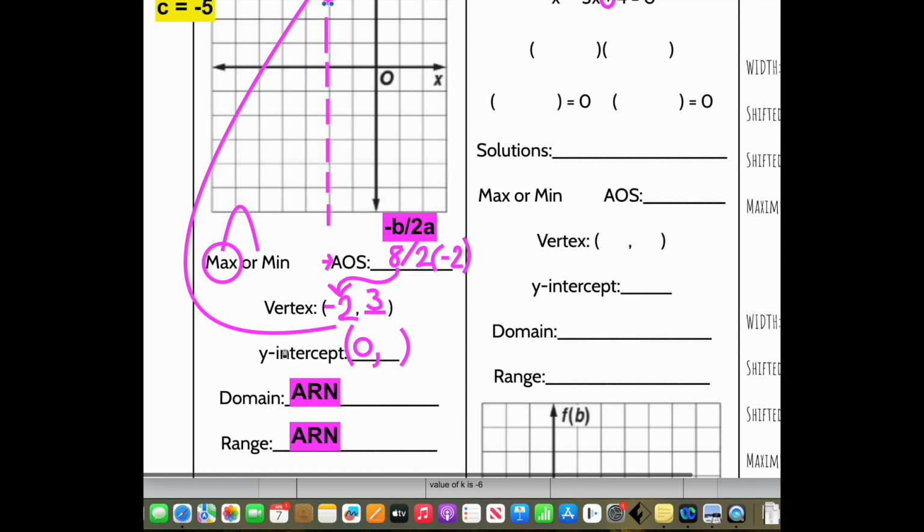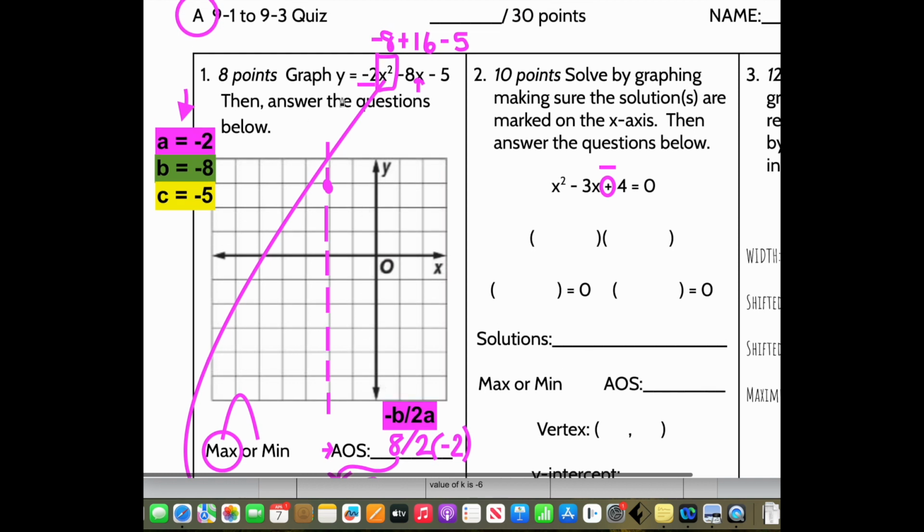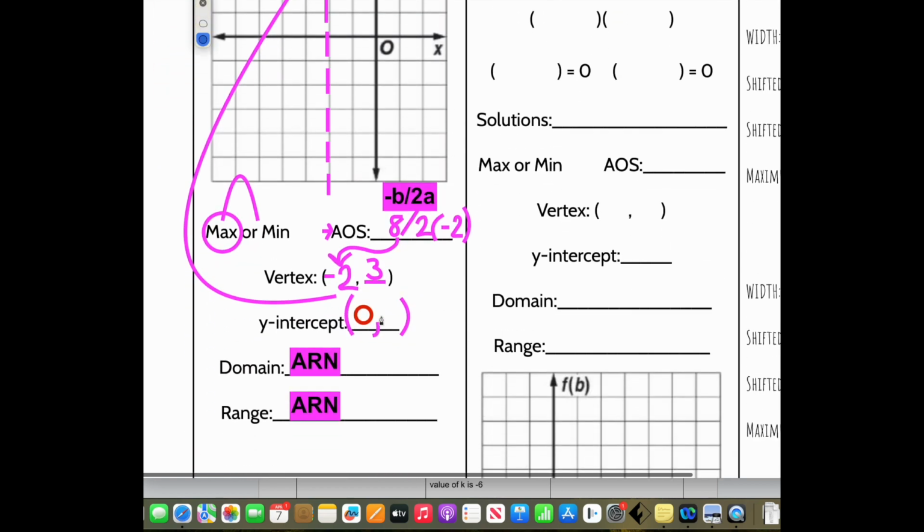In order to find the y-intercept, we plug in 0 for x, basically making this part equal to 0 because we're multiplying by 0. And we're left with the c value, in this case, negative 5. So 0, negative 5 is where this parabola crosses the y-axis. And if we know that, we can reflect it over the axis of symmetry to make our other point.